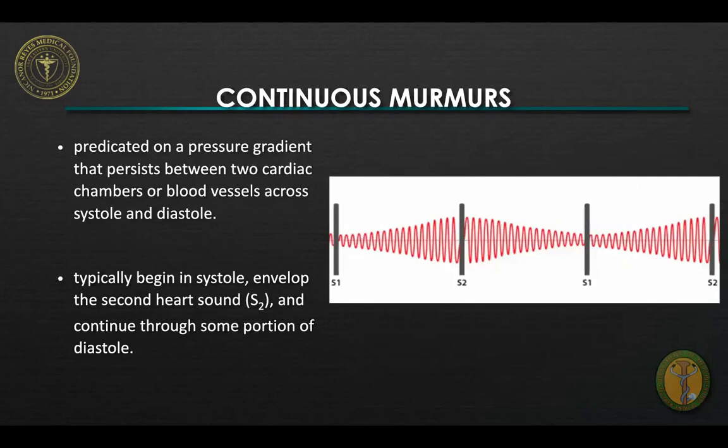Now we go to the continuous murmurs. This is predicated on a pressure gradient that persists between two cardiac chambers or blood vessels across systole and diastole. It typically begins in systole, envelops the second heart sound, S2, and continues through some portion of diastole.